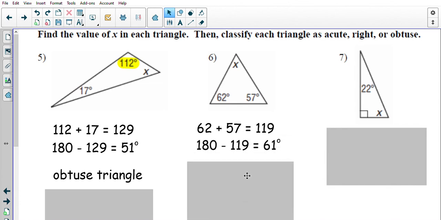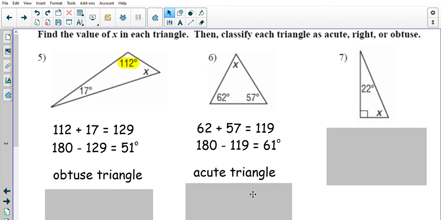All right, number 6, let's add 62 and 57 to get 119 degrees. Subtract that from 180 to get our third angle measure, which will be 61. My 3 angle measures are 61, 62, and 57. This is an acute triangle. It would also be a scalene triangle since all 3 angles are different.